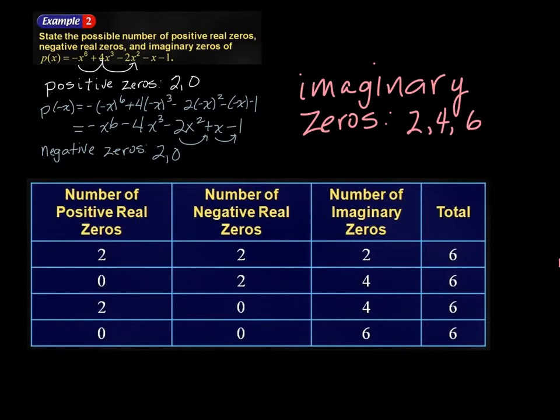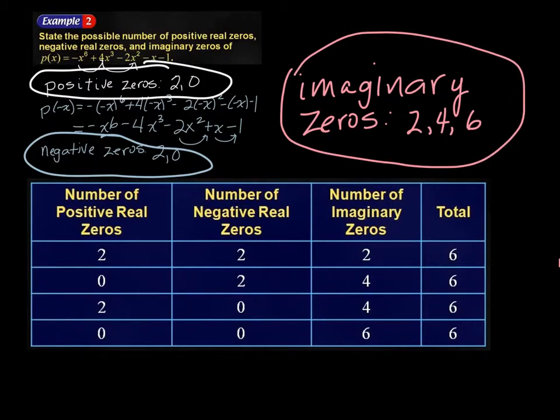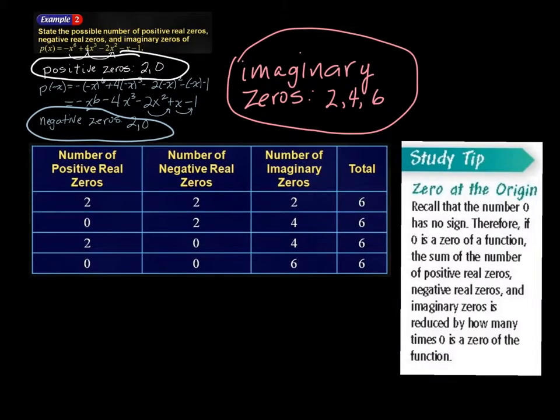So to write down a final answer here, our positive zeros, we could have 2 or 0. Negative, we could have 2 or 0, and imaginary could be 2, 4, or 6 zeros. Recall that the number 0 has no sign. Therefore, if 0 is a zero of the function, the sum of the number of positive real zeros, negative real zeros, and imaginary zeros is reduced by how many times 0 is a zero of the function.